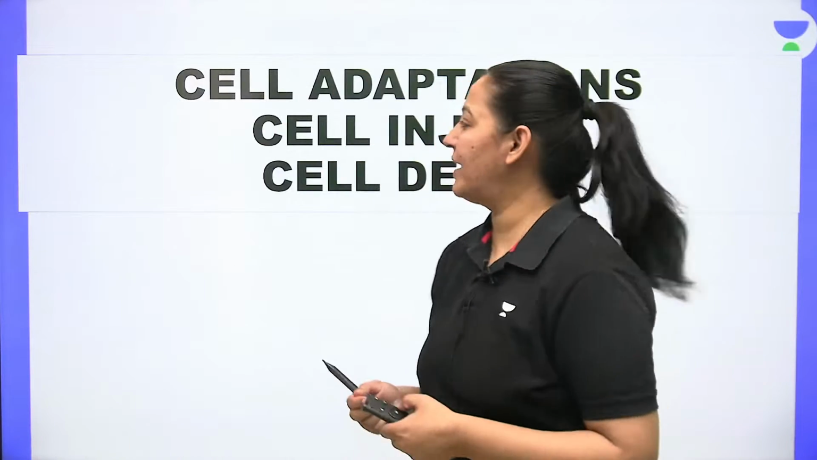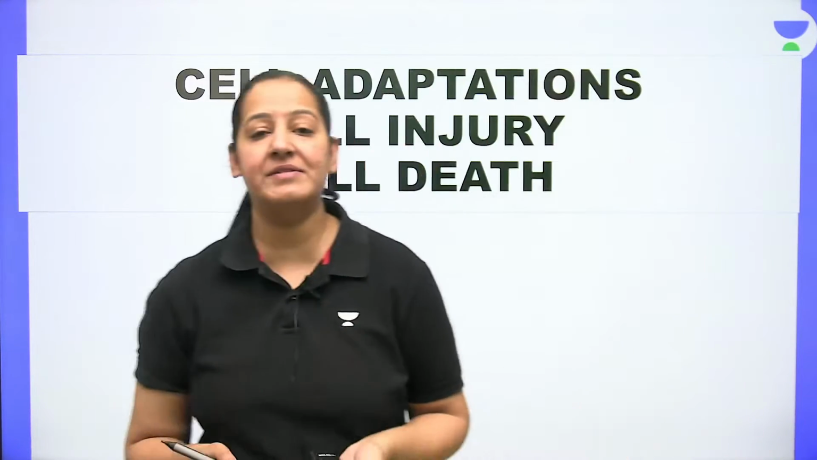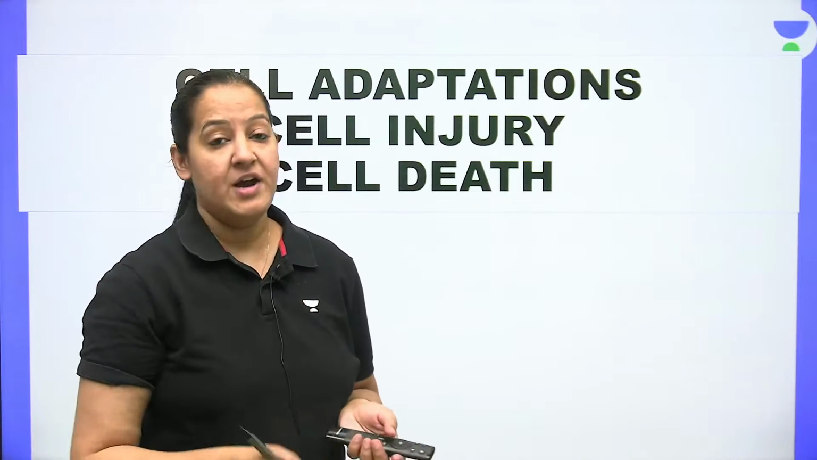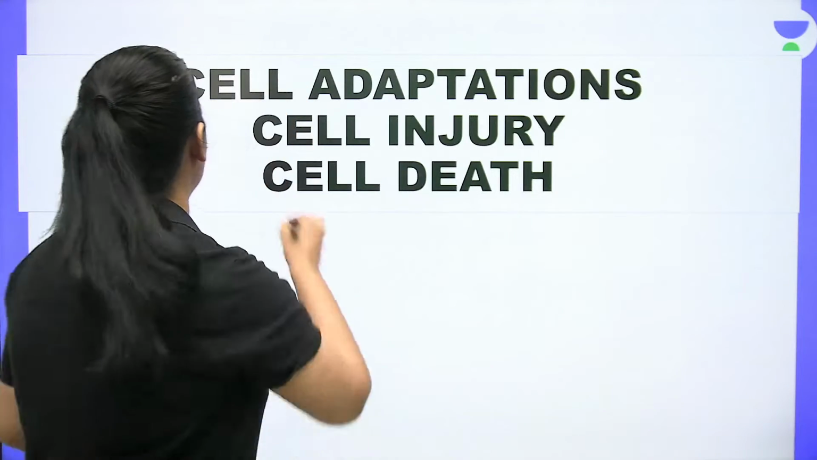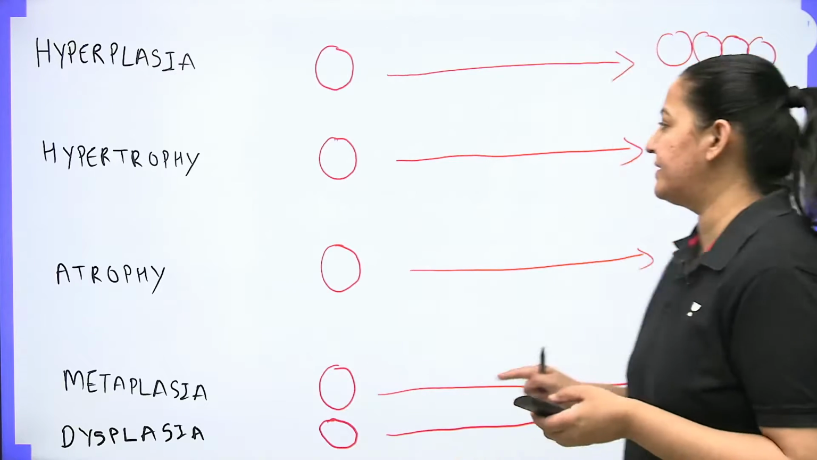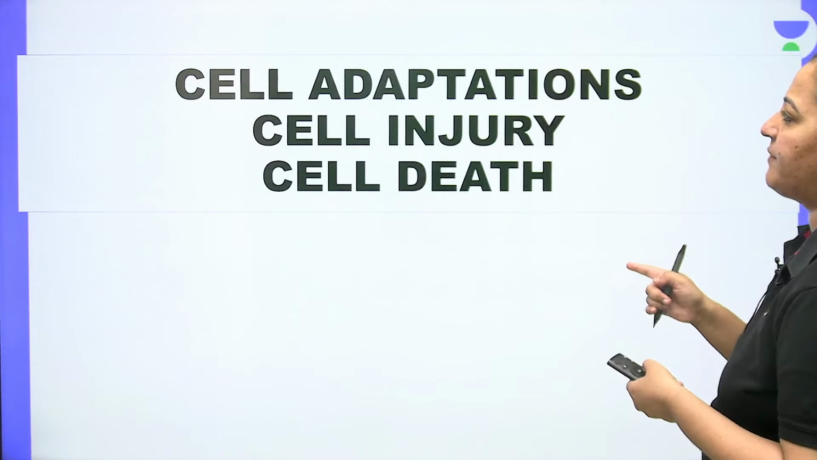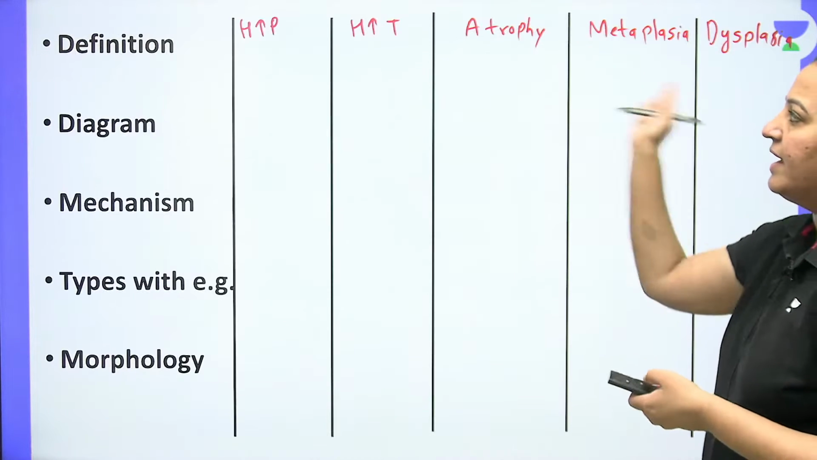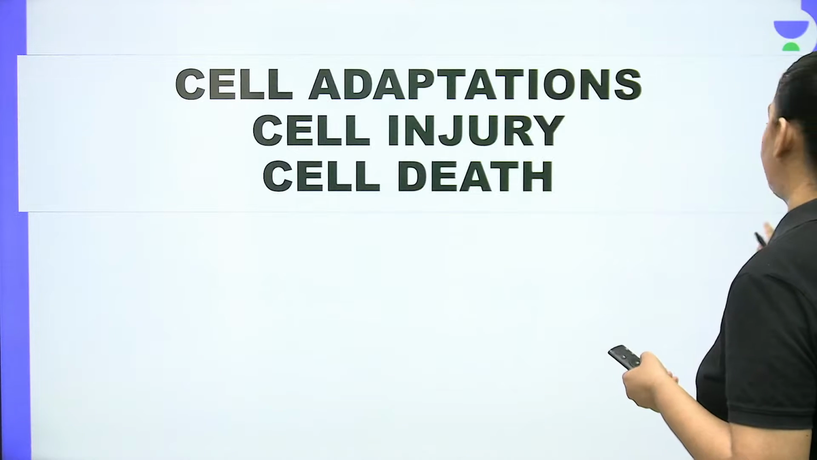Okay, so today in the morning we have started a crash course of general pathology. We have started the first chapter, that is cell adaptation, cell injury and cell death, right? In the first lecture I have already completed cell adaptations. You can see the 5 types of adaptations we completed in the last lecture. In a comparative manner I taught you the 5 types of adaptations.